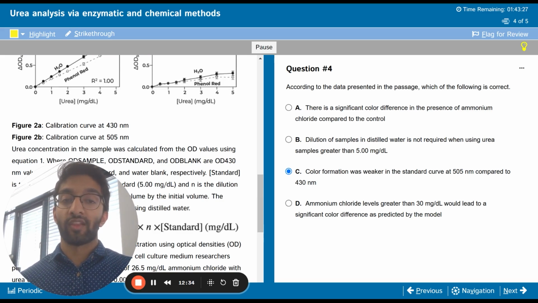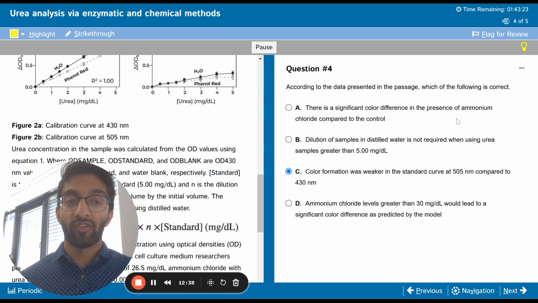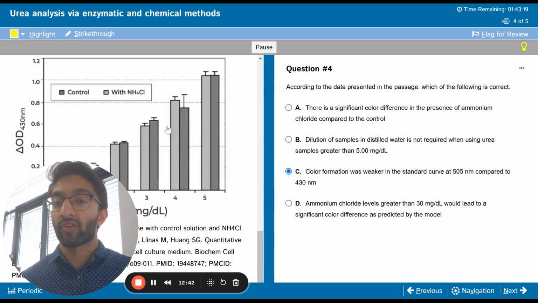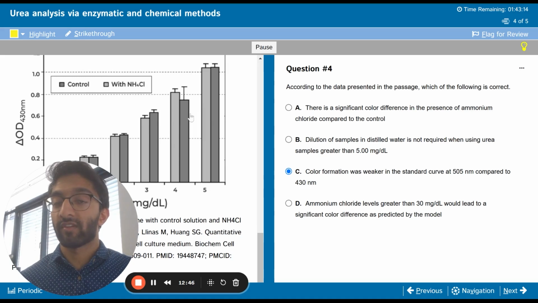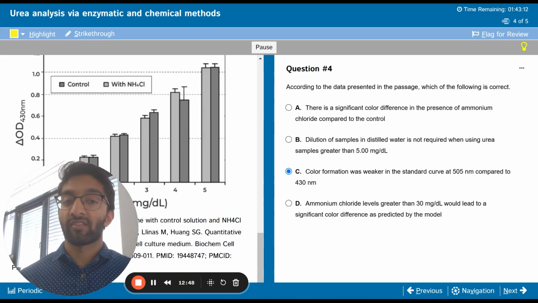And with that, I think you'll see why C is the best answer here. A says there's significant color difference in the presence of ammonium chloride versus control. Well, we saw in figure 3 that that's not the case, right? These error bars overlap. This is not a significant difference at all. So it doesn't really make sense to call it that.